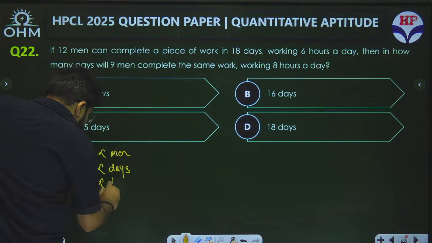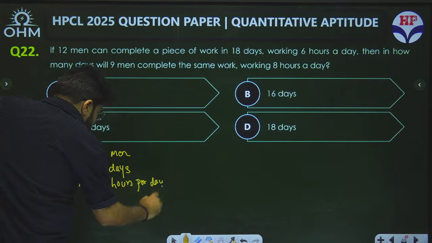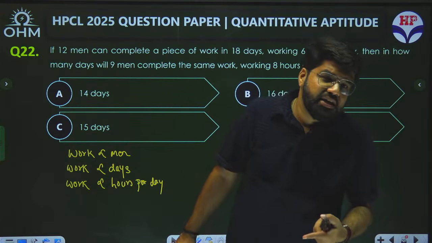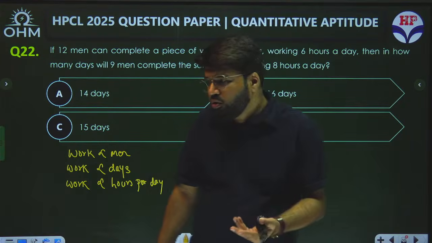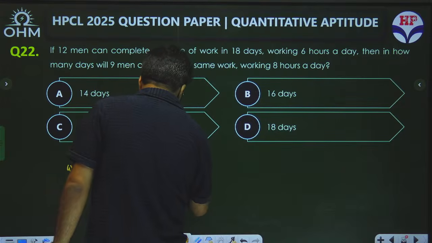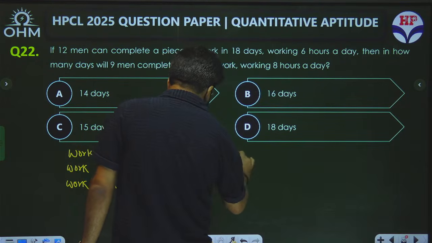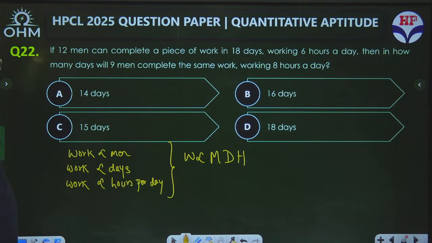Work is also proportional to hours per day. If 2 people have the same efficiency, but one will work for 6 hours a day and another one will work for 10 hours a day, the one who works more hours per day will do more work. So if I combine here, work is proportional to the number of men, number of days, and number of hours per day.